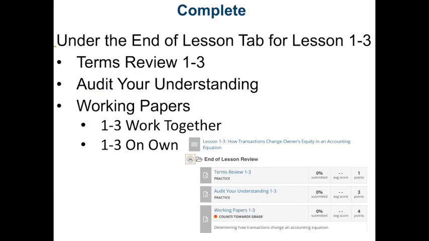Your assignment is to complete the end of lesson tab for lesson 3-1. So here you have 3-1 in your online book. Under the end of lesson review, you will do the term review 1 through 3, audit your understanding, and there are 2 items under your working paper. You can complete those and submit them. Remember, even though it says counts towards grade, all of this practice will fall under your daily work in PowerSchool.